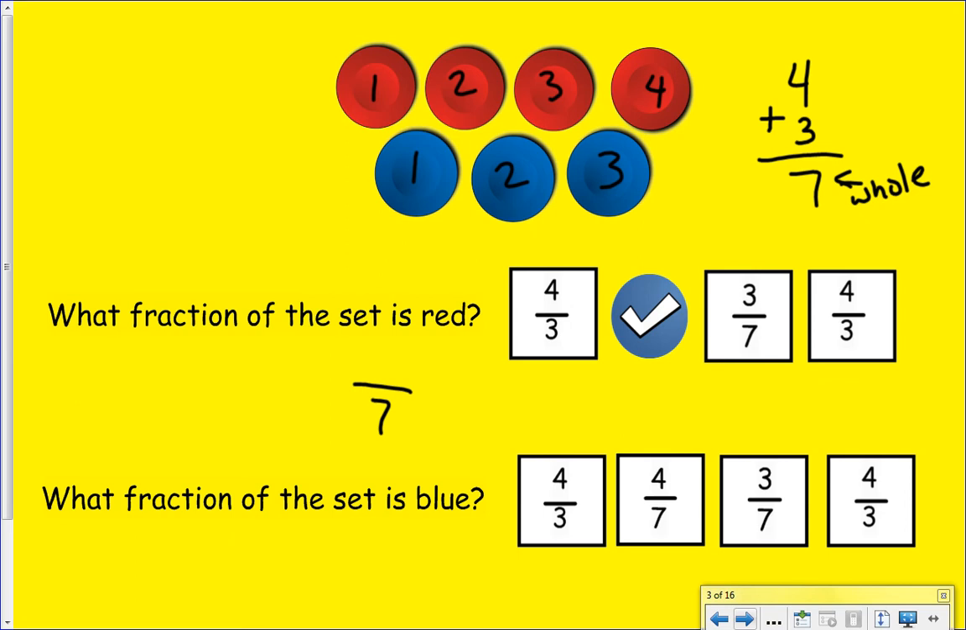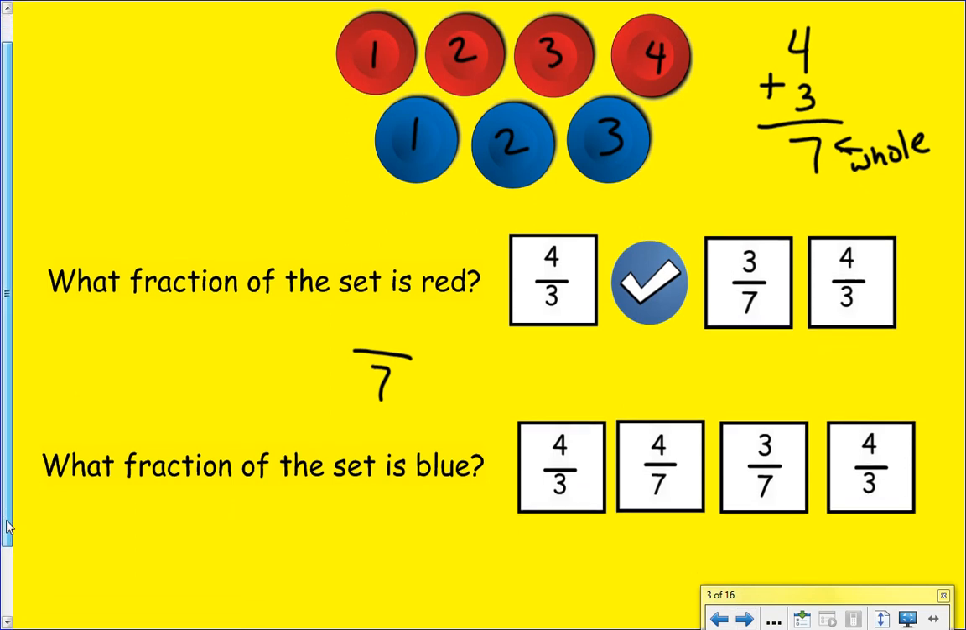Alright, down here it's asking what fraction of the set is blue. Okay, again, I have a whole number, so my denominator is going to be 7 because my total amount of counters I have is 7. And I know that I have 3 blues, so my part is going to be 3. So it'll be 3 over 7.